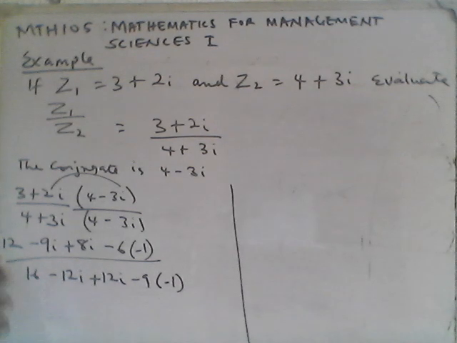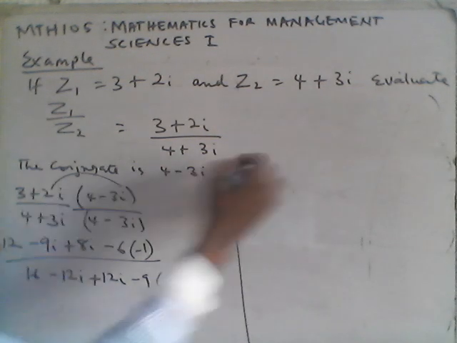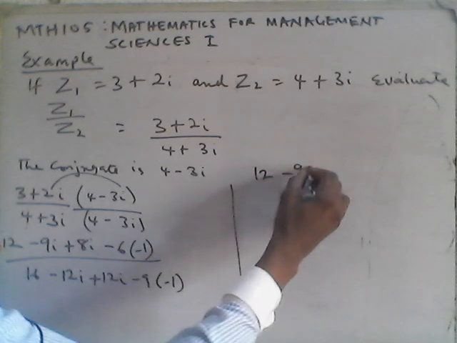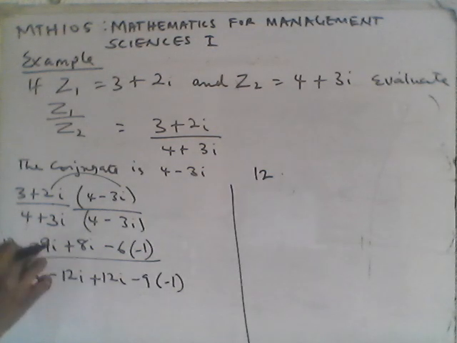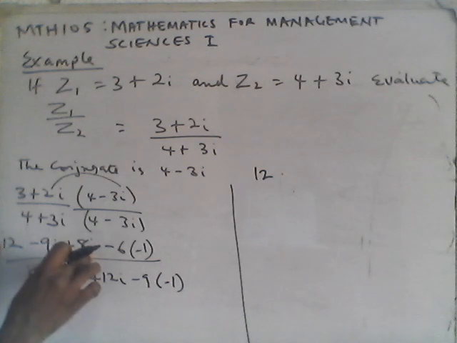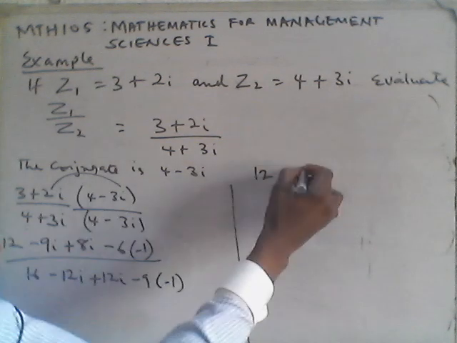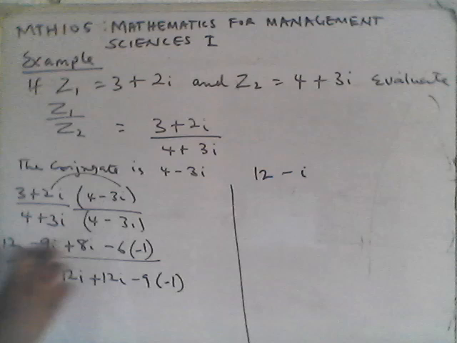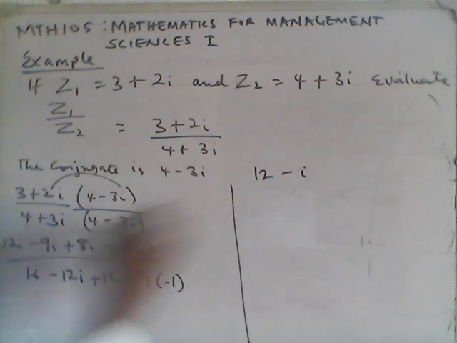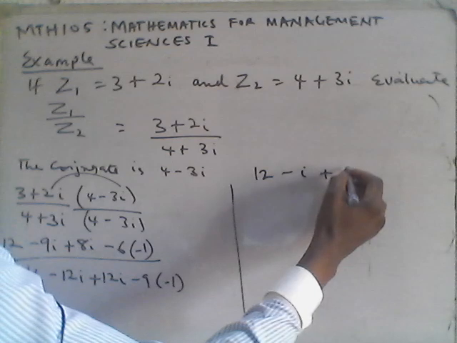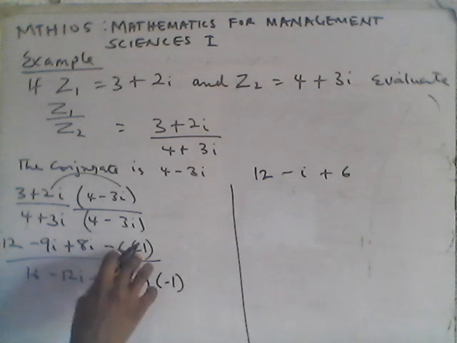So from here, I have 12 minus 9i. Okay, let's resolve this too. Minus 9i plus 8i will give me minus i. Why? Because minus 9 plus 8 is minus 1. So this and this will give me plus 6 because minus is plus.